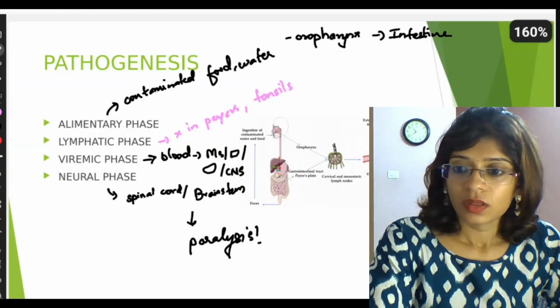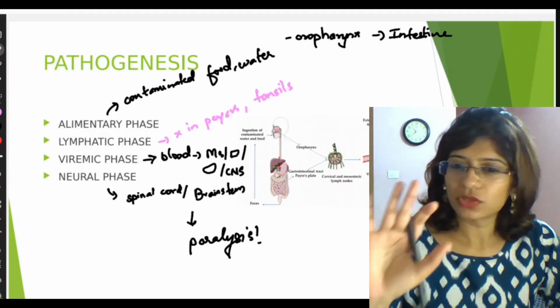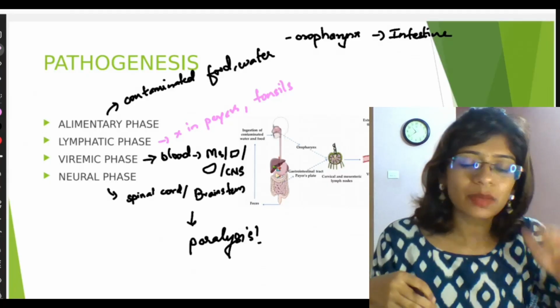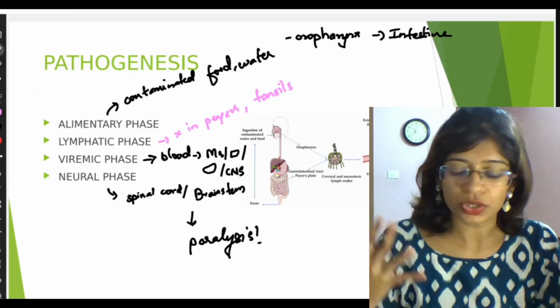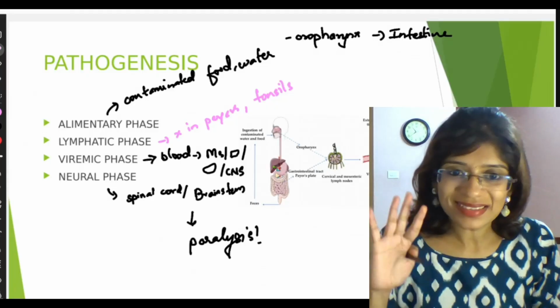Okay. Look here, guys, very simple. The pathogenesis is very simple. How does poliovirus enter our body? By the fecal-oral route, like contaminated water and food. The virus enters.